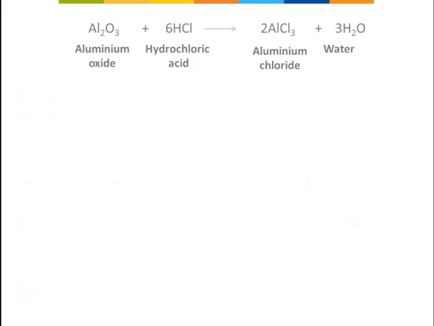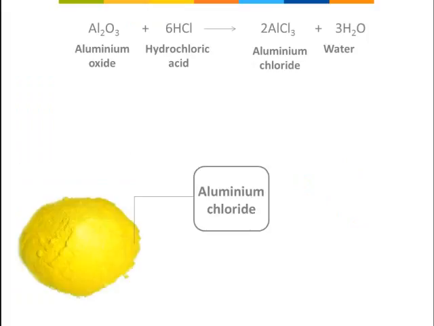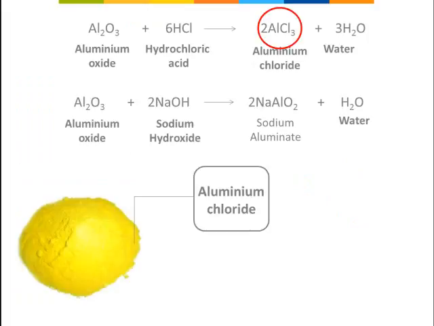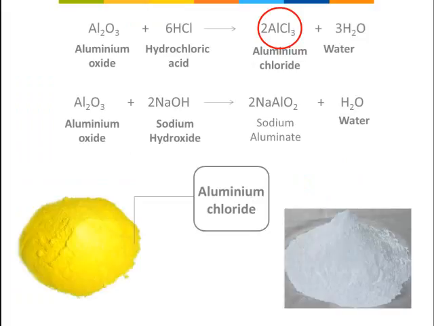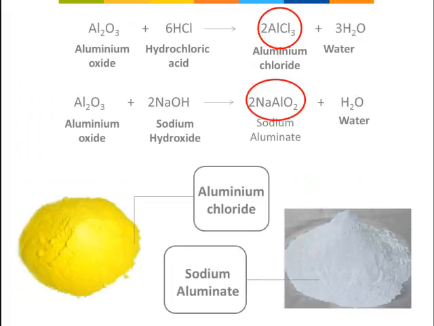Aluminium oxide reacts with hydrochloric acid to give aluminium chloride, which is yellow in color, and it reacts with sodium hydroxide, which is a base, to produce sodium aluminate, which is white in color. Notice, in both the reactions, there is a formation of salt and water. Similarly, sodium and potassium also produce their respective oxides after getting heated.